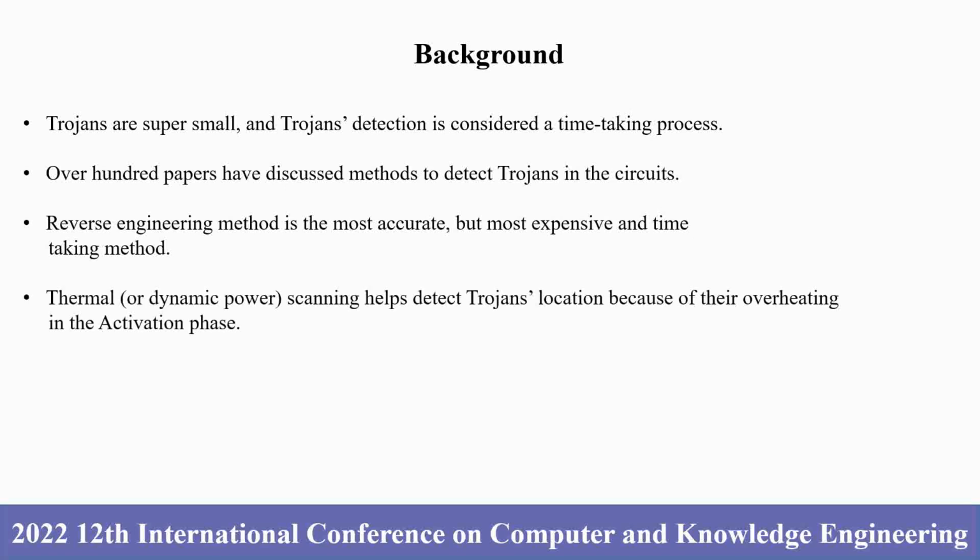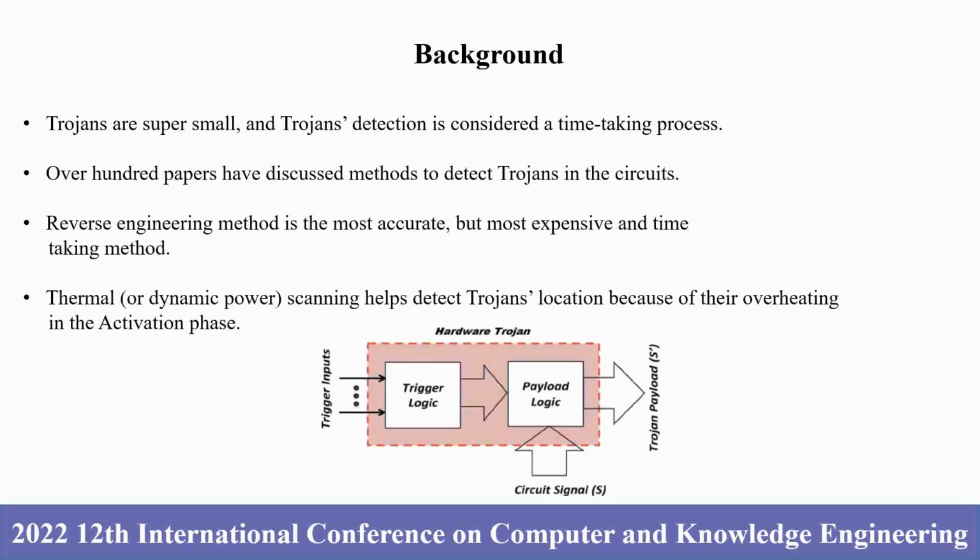Thermal or dynamic power scanning also helps. It helps to detect Trojan location because when the Trojan gets activated, it uses power in the circuit, and we see some unusual power usage in that region so that we can use a thermal or dynamic power scan to detect that region. As you can see, this is the Trojan schematic.